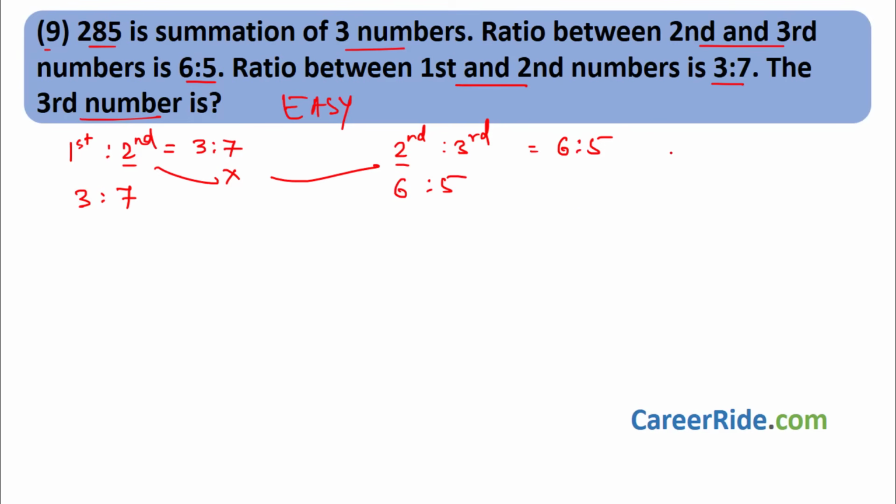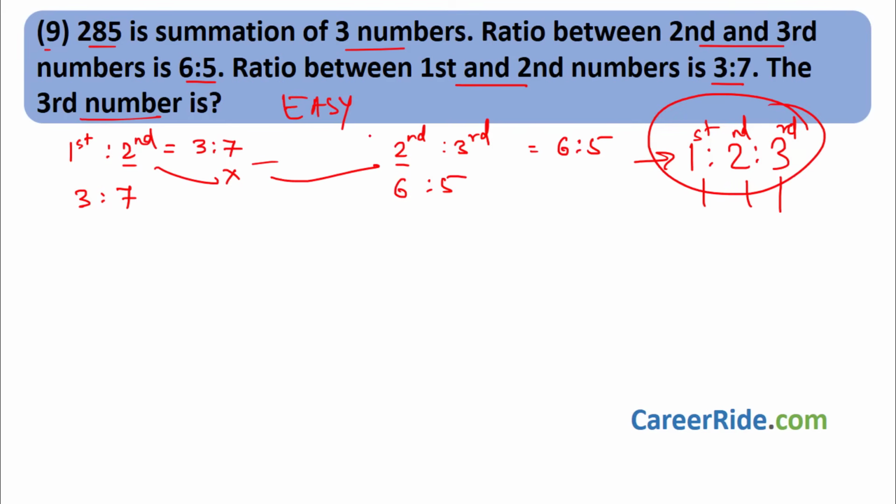So once we make the value the same, we'll get it in this format, and then this is the first number, this is the second number, this is the third number, and we can solve it just like the previous sum where the summation is given and we have to find the 3 parts, correct? So this sum is a combination of the previous sums and sum number 8 which we just saw. Now let us make the value of the second number the same.